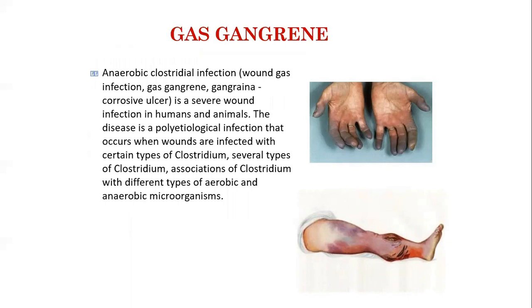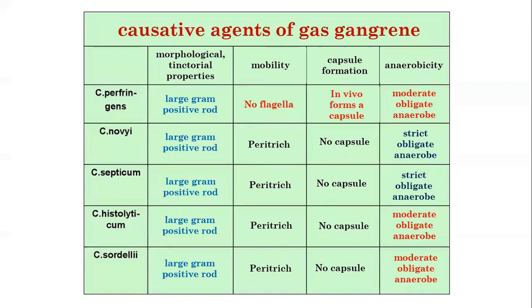The disease is a polyetiological infection that occurs when wounds are infected with several types of Clostridium, or associations of Clostridium with different types of aerobic and anaerobic microorganisms. The slide shows a table on the causative agents of gas gangrene. According to morphological and tinctorial properties, all pathogens are large, gram-positive rods. In addition to Clostridium perfringens, all pathogens have peritrichous mobility, but do not have a capsule.